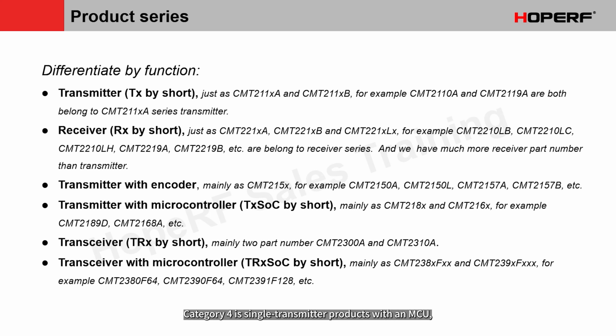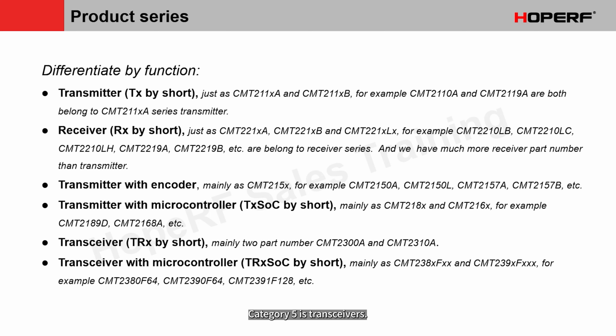Category 4 is single transmitter products with an MCU, which we abbreviate as TXSoC. It mainly has 2 series. One is our CMT216X series, and the CMT218X series. For example, the previously mentioned CMT2189D and CMT2168A. Both belong to the TXSoC series.